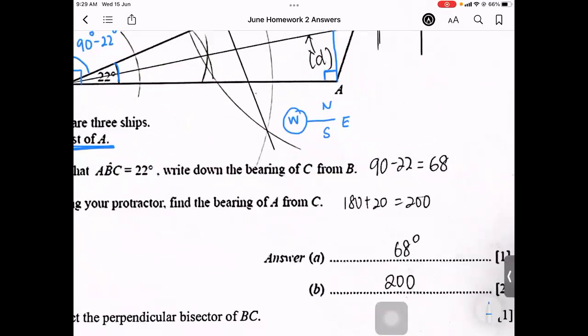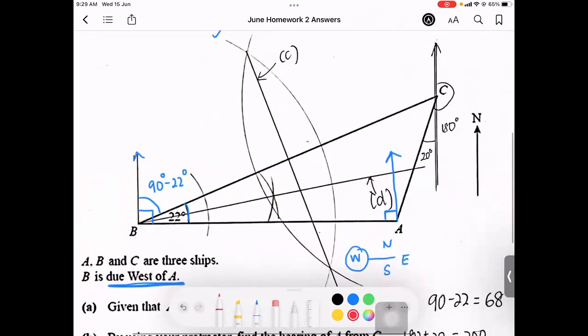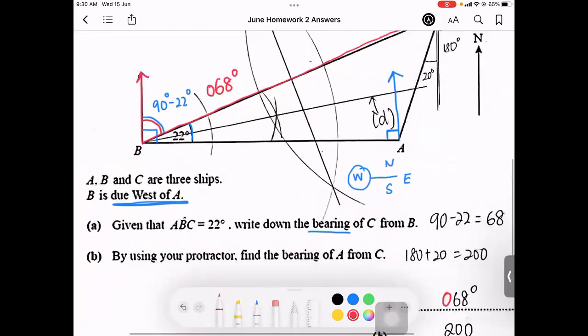But then, I forgot to write the answer. Write down the bearing. Bearing should be 3 digits. You see, I also never write. 068. Right, bearing of C from B, sorry, bearing of C from B itself. So this is the angle over here. So 068 degree bearing.